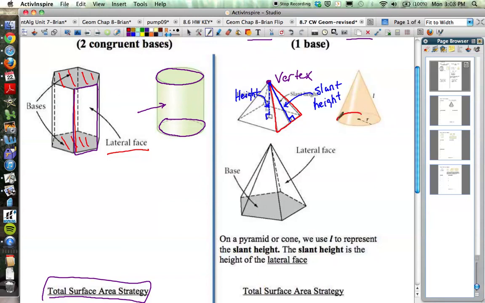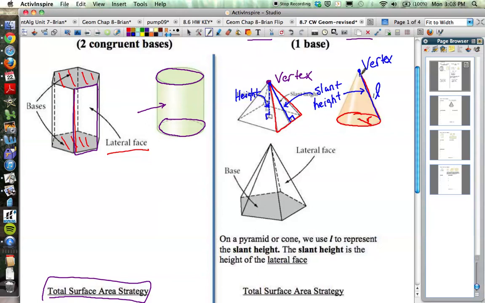A cone, of course, has a circular base, and that circular base is going to have a radius, right? And then this right here is also the slant height of the cone. So this distance from the vertex down to the base, and we use the letter L for that. I'm just going to write a cursive L. And again, that is the slant height. And so we're going to use that when we are talking about the lateral area.